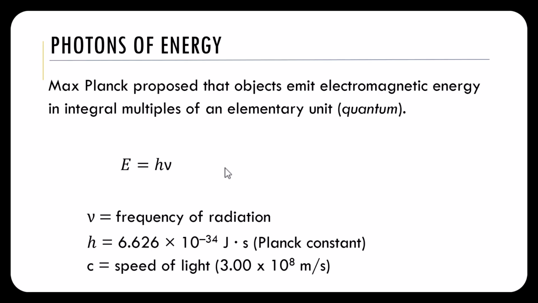So here is that formula. We can calculate the energy associated with these packets of light or packets of electrons. E here stands for energy. That's what we're going to solve for. This h is something called Planck's constant. And this v is the frequency of the light that is emitted.